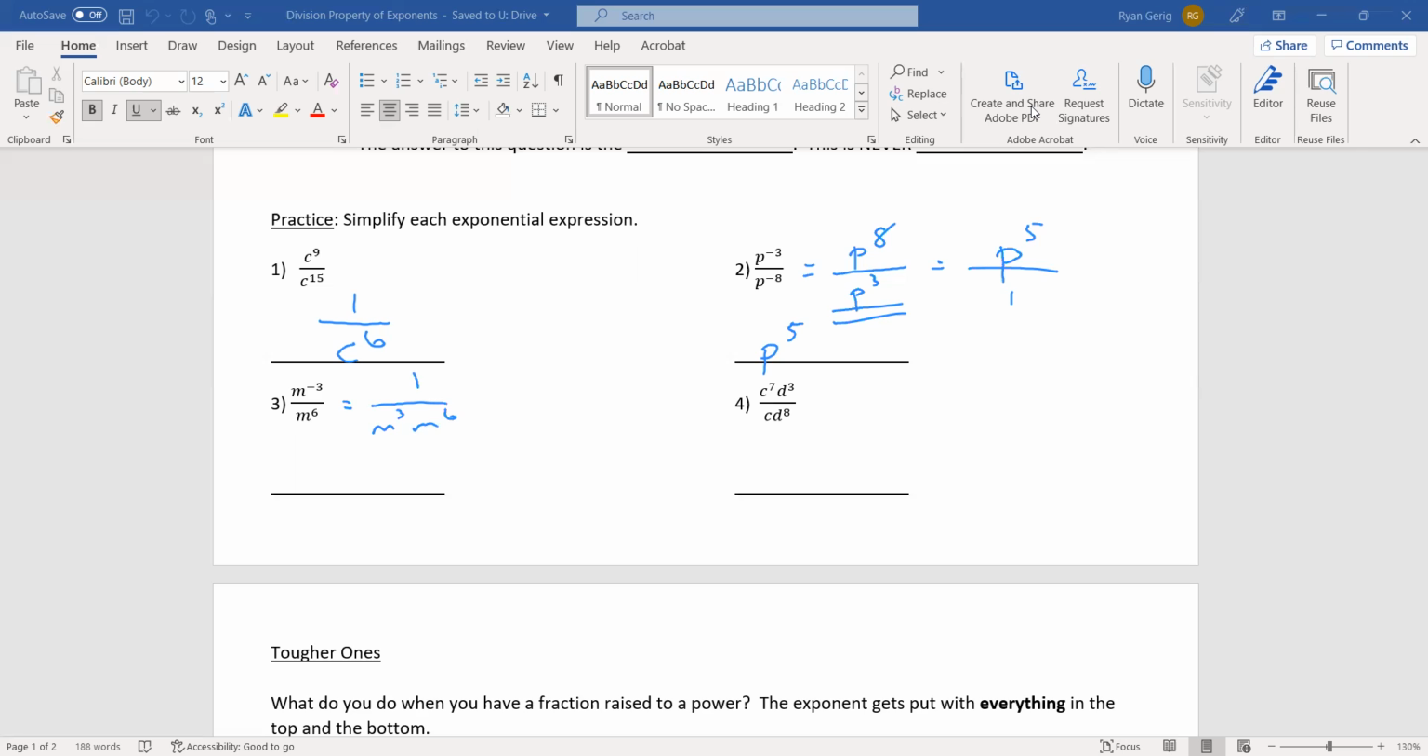Where are there more m's? Well, there's definitely more m's on the bottom. They're all on the bottom. How many are on the bottom? 3 and 6. There's 9 on the bottom. Just put a 1 on top. So 1 over m to the 9th.